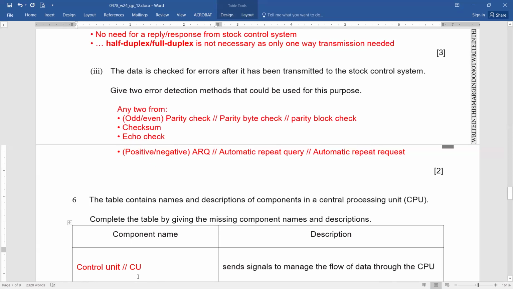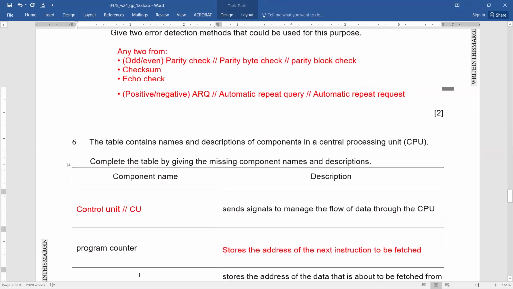So it is control unit or CU. I mean, this is the definition that we have been doing. So it's not difficult. I think you can manage. Program counter, you know it very well. It stores the address of the next instruction to be fetched.